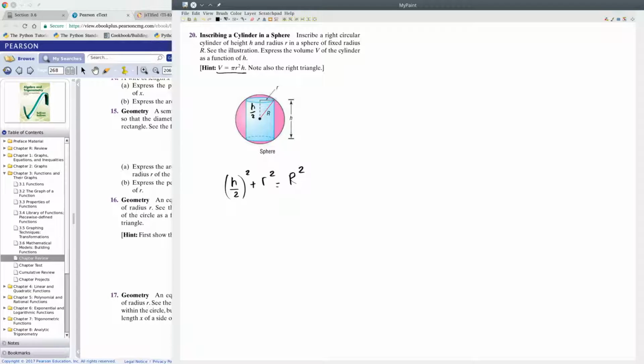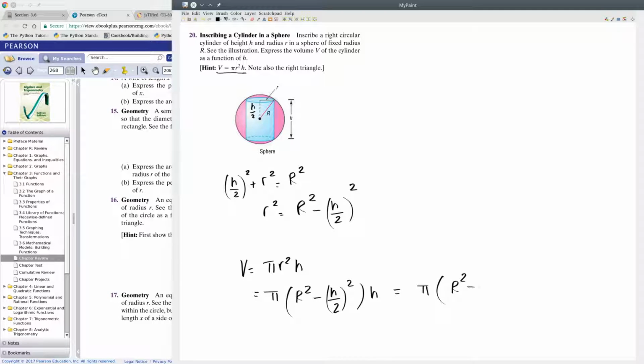So using this particular expression, we could actually replace r squared. r squared would be equal to capital R squared minus h over 2 squared. I moved h over 2 squared from one side to the other. So now the volume of the cylinder is simply pi r squared times h, which would be pi times (R squared minus h over 2 squared) times h, which is pi times (R squared minus h squared over 4) times h. You may ask, well, we wanted this volume to be a function of h.